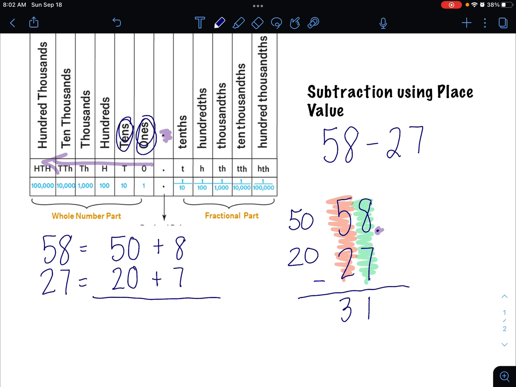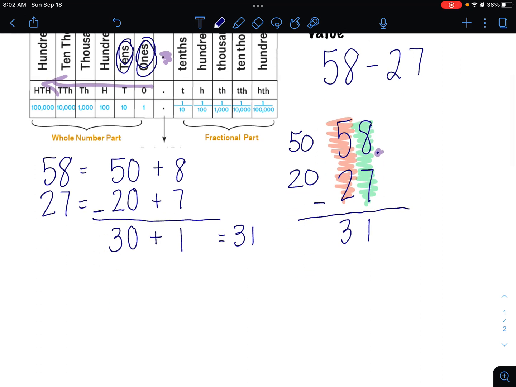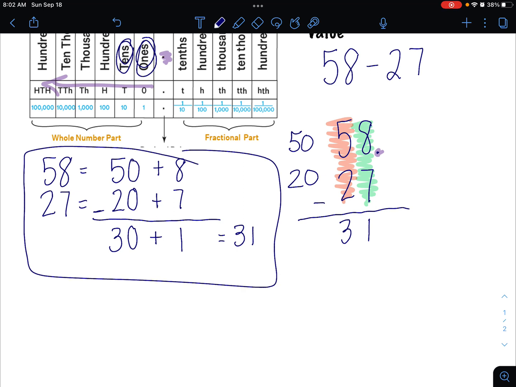So now we can do the same thing thinking about place value. We have 8, and remember we're subtracting. We have 8 minus 7, which is 1, and we have 50 minus 20, which is 30. 30 plus 1 is 31. Now I'm going to show you in a minute why I added those numbers in the end, but notice we got the same answer, it works the same way. This just helps us to see where those numbers are coming from a little bit better.